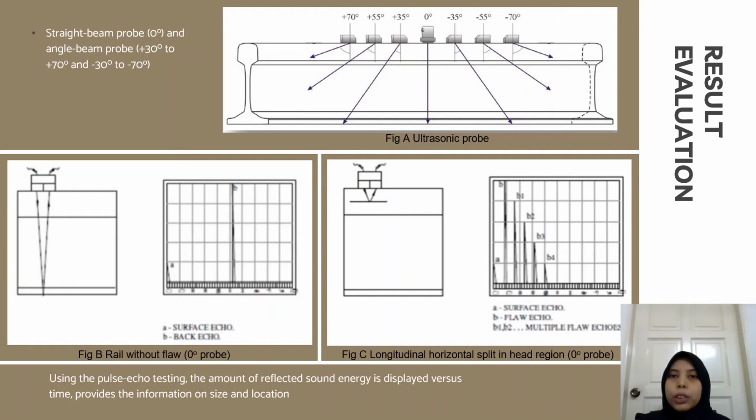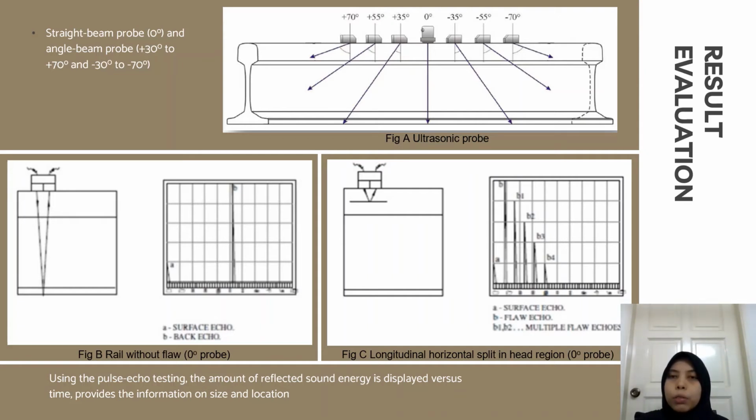The probe is positioned at a certain angle to detect the rail defect, by using a straight beam probe and angle beam probe with angles of 35 degrees, 55 degrees, and 70 degrees, as shown in figure A. The angle of the probe is selected based on the strongest signal from the defect of interest that it is able to scan. With pulse echo testing, the probe sends out and receives the sound wave energy.